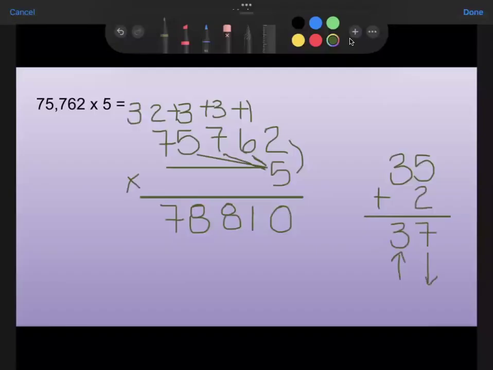Now the problem is there's no more numbers to hold that next place value up. So it's just going to fall straight down and land right here. So if you ever do regrouping and then there's nothing to hold it, it's just going to fall straight down. So my final answer here would be 378,810.